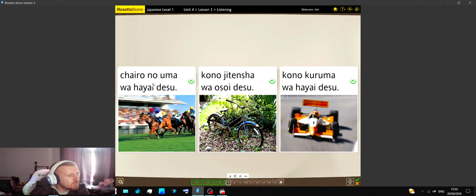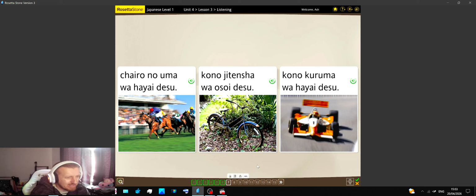Brown horse is fast. This bike is slow. And this car is fast. Yeah, it's an Indy car, man. Right, of course it's quick. It's so fast. Anyway, slide 8. This isn't too bad.